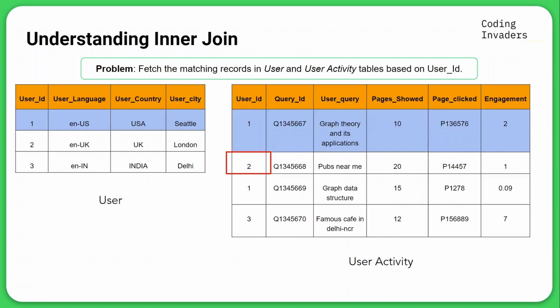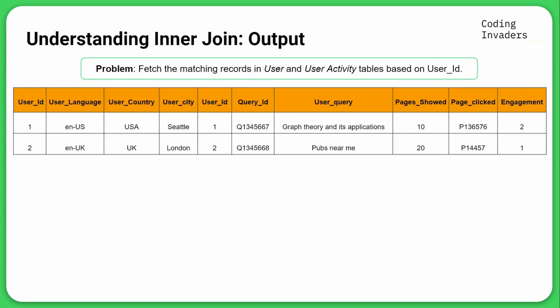Let's continue. Let's see the second value of the user ID in user activity table. It's 2. Does it match with the user ID in user table? Yes, right here, right? We have this. Hence, we add these values in our output. Again, output would be on the same lines like the previous one, and we are having the details from both user and user activity table on user ID column.